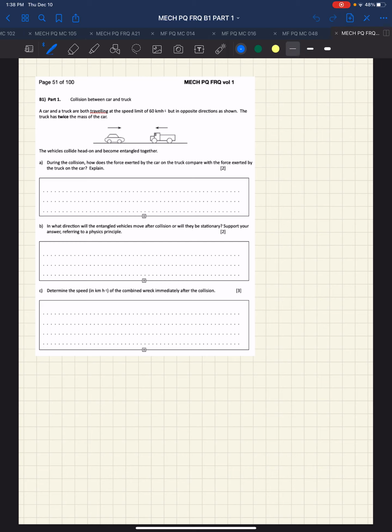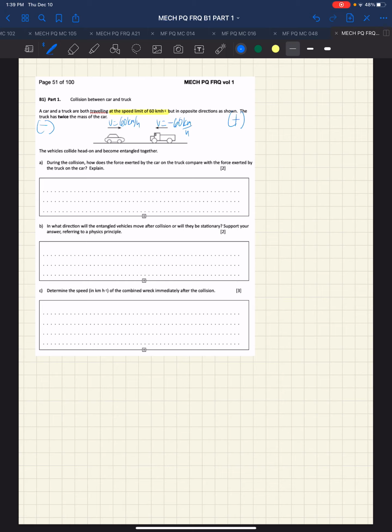So in this question, there are two cars traveling at the speed limit of 60 kilometers per hour, but in opposite directions. So let's annotate the drawing. We'll make the right positive and the left negative. So this has a velocity equal to minus 60 kilometers per hour. And on the left side, we have a velocity equal to positive 60 kilometers per hour.